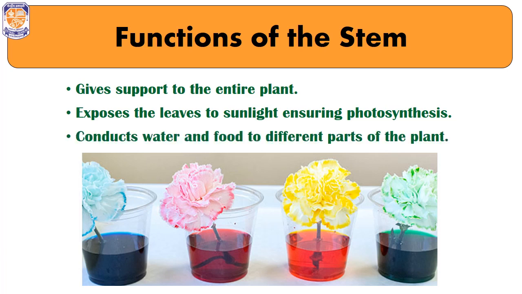And the last function is that the stem conducts water and food to different parts of the plant. Once the water is absorbed by the roots, it is sent to the different parts of the plant, for example to fruits, to flowers, to leaves, with the help of the stem. Similarly, once the food is made in the leaves, that food is transported to the rest of the parts of the plant via the stem.